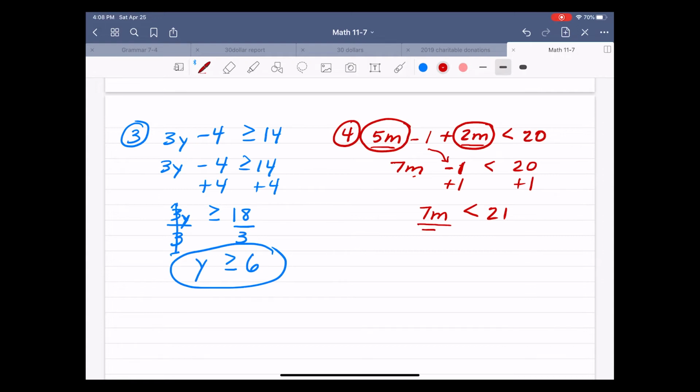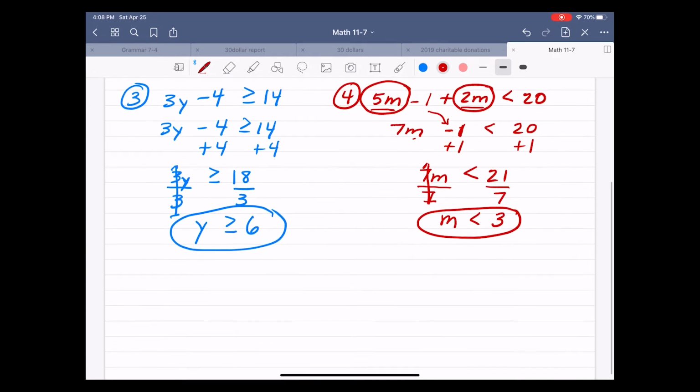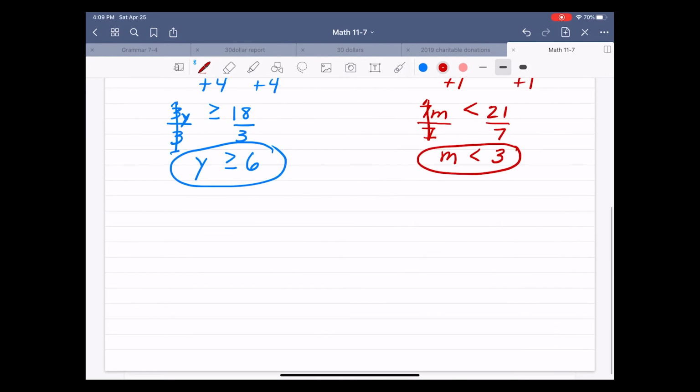Going to do the inverse operation, which is division. 7m divided by 7. If I divide the left, I have to divide the right. 7 divided by 7 is 1. 1 times m is less than 3. So we know that those values include everything less than 3, but does not include 3.